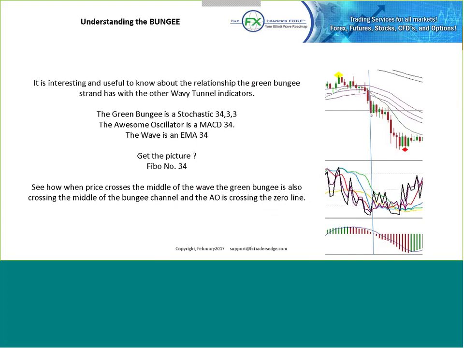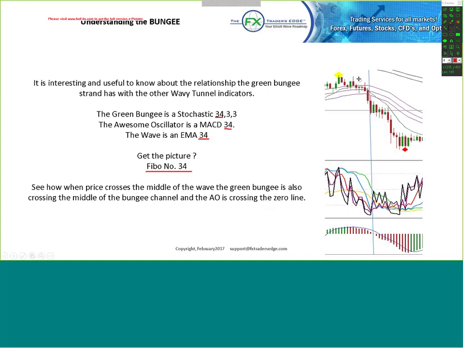Okay. Now, it's interesting and very useful to know about one particular relationship that the green bungee strand has with the other wavy tunnel indicators. The green bungee is a stochastic 3433. The awesome oscillator is based on a MACD 34. The wavy tunnel wave is an exponential moving average 34. And 34, of course, is a Fibonacci number.